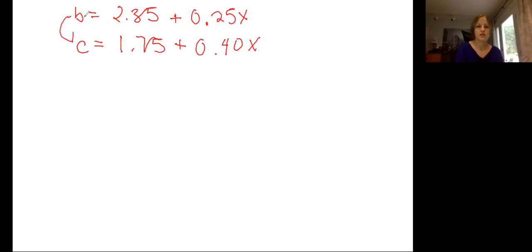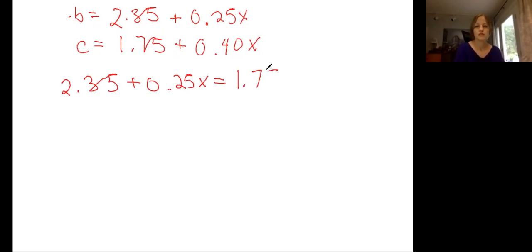So what we want to do then is set those two equal to each other, right? So we have the beef equal to the chicken. And we're going to see, when does that happen?